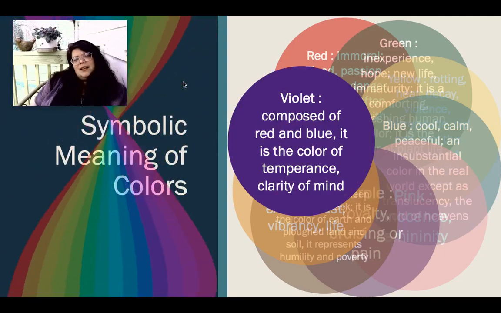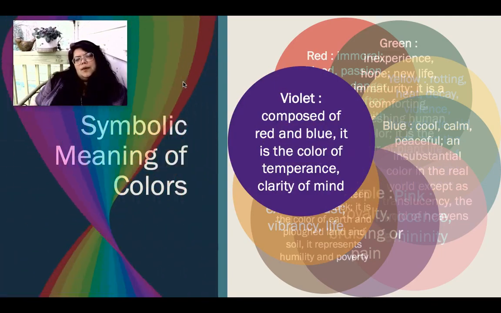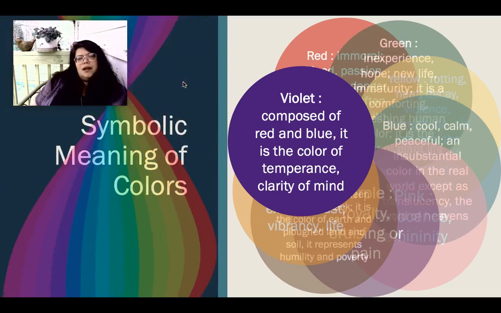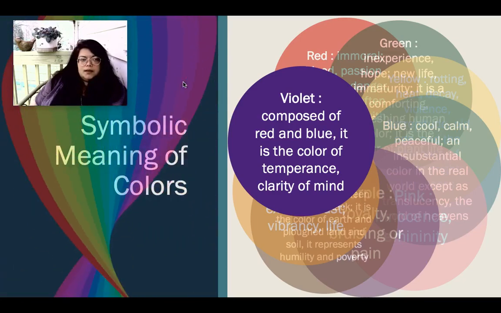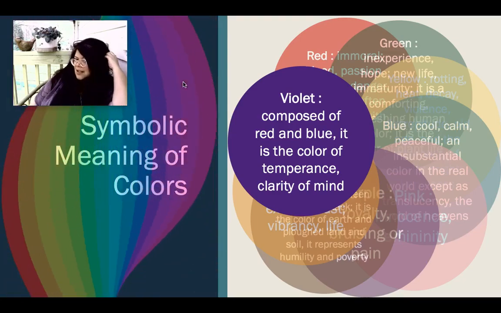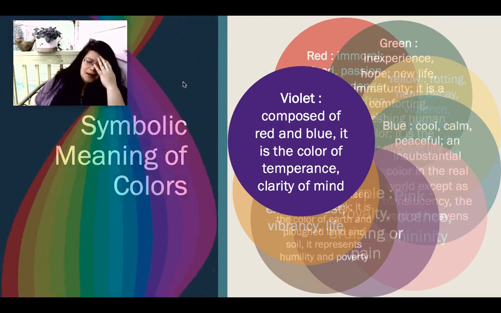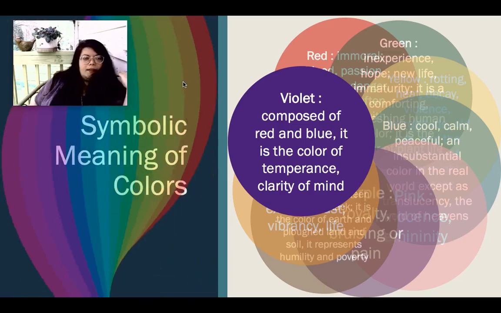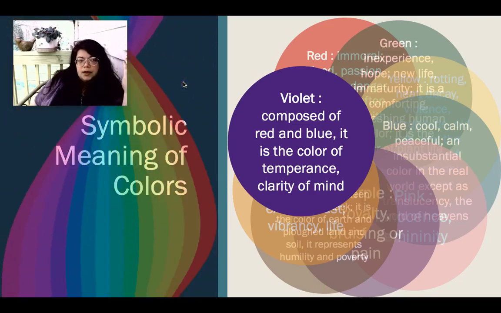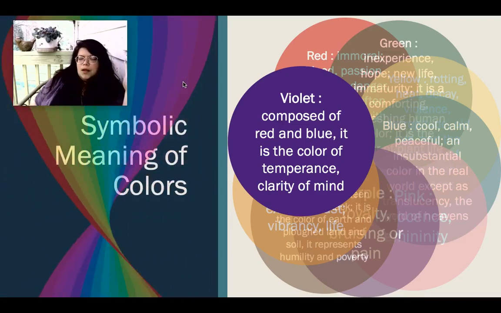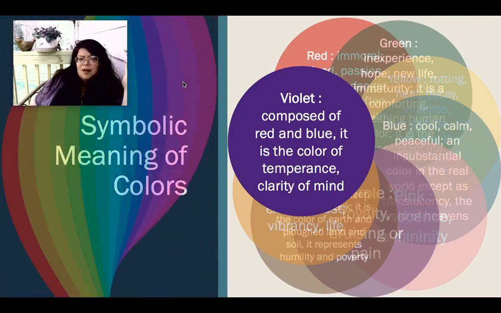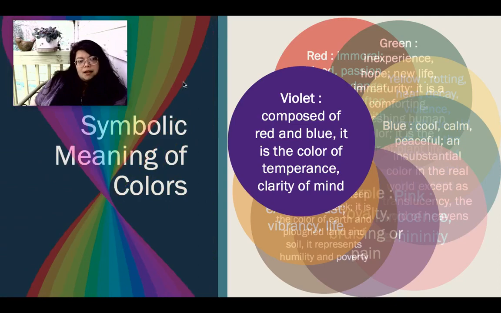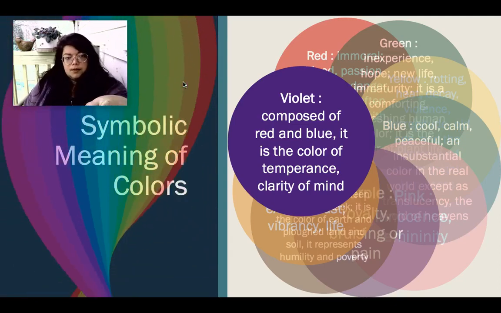And then violet is composed of red and blue. It is the color of temperance, clarity of mind, right? Because red is heated, red is volatile, red is compassionate, red is evocative. That's a great word for it, right? And then blue is calm and tranquil, peaceful, right? And so the use of the two, it is that balance. It's the balance that we seek.